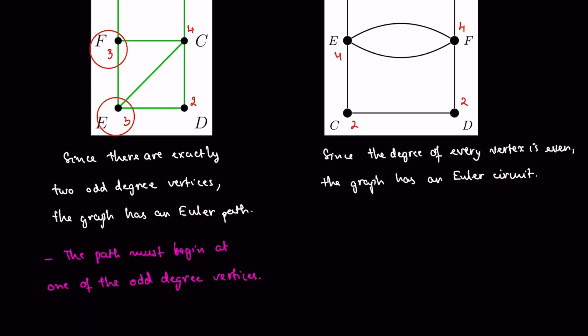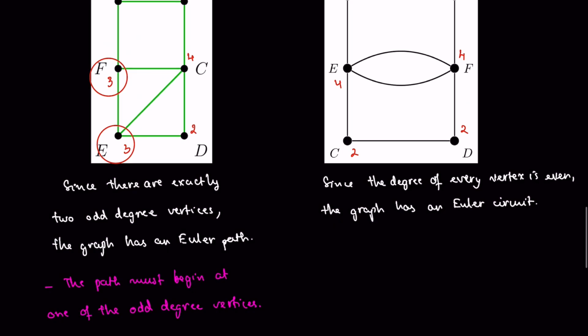Alright, so where do we start on the Euler circuits? It doesn't matter, right? It does not matter where you start for an Euler circuit because they are all even degree vertices. So here I want to conclude that it does not matter where you start.